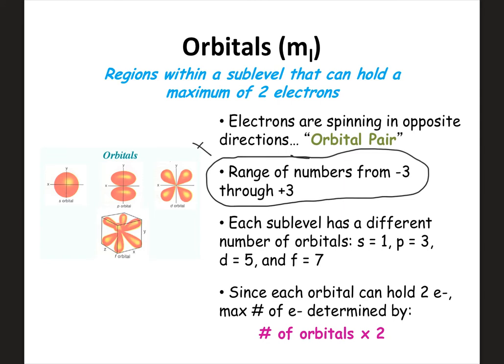So all this does tie together. You can figure out the maximum number here of electrons just by taking the number of orbitals times 2. So for example, F has 7 orbitals, each holds 2, 7 times 2, F's hold 14 electrons. So this ties in with the information we already had talked about earlier here in this video.